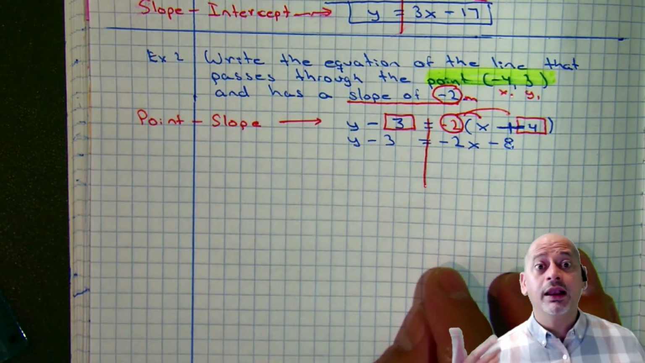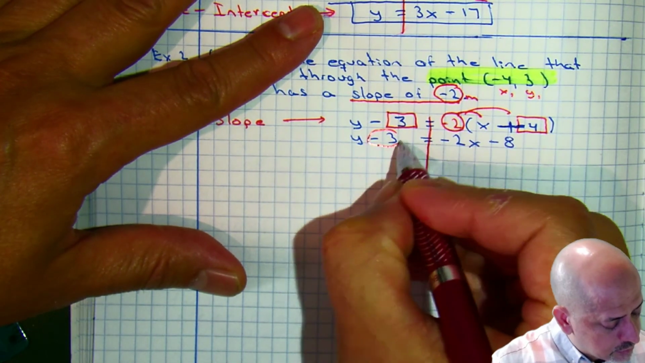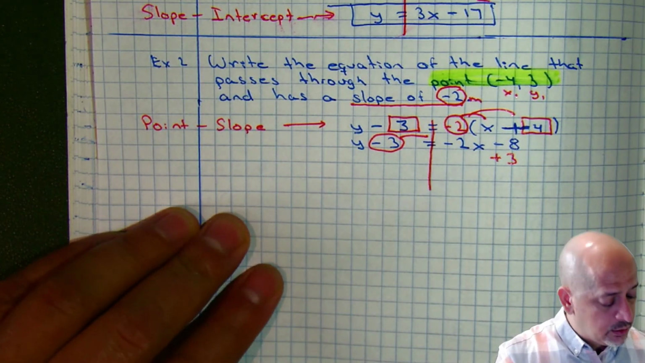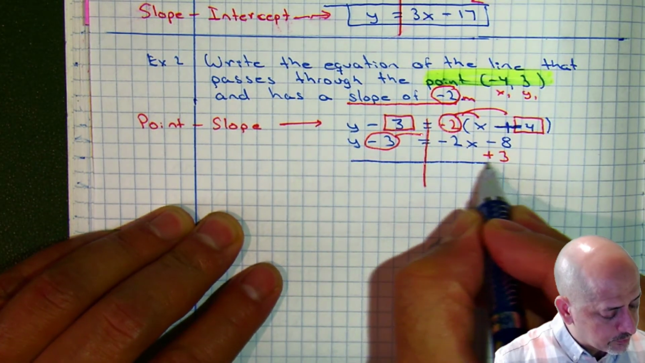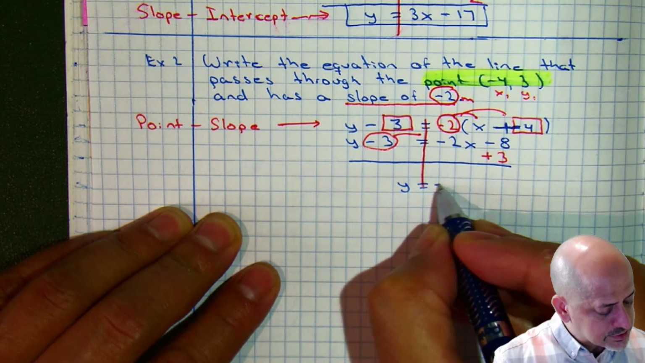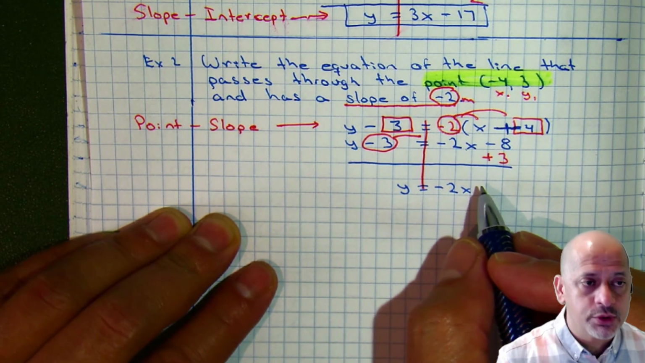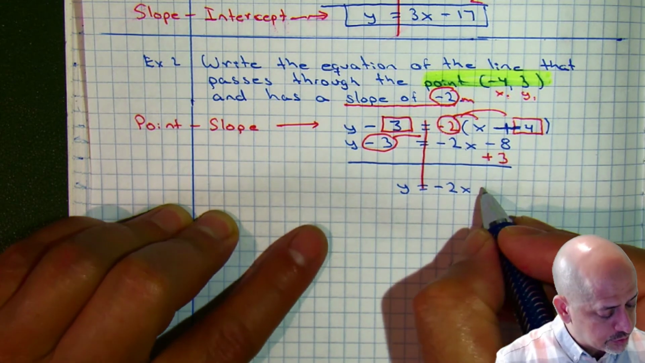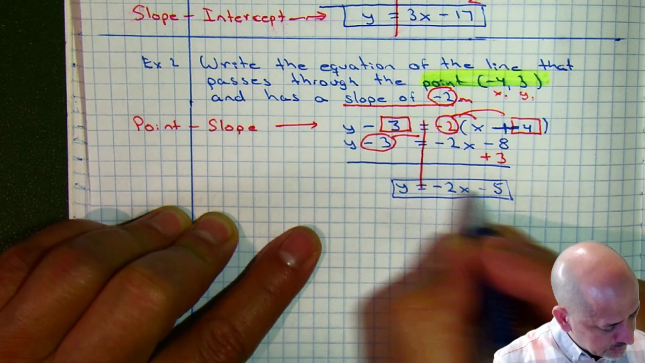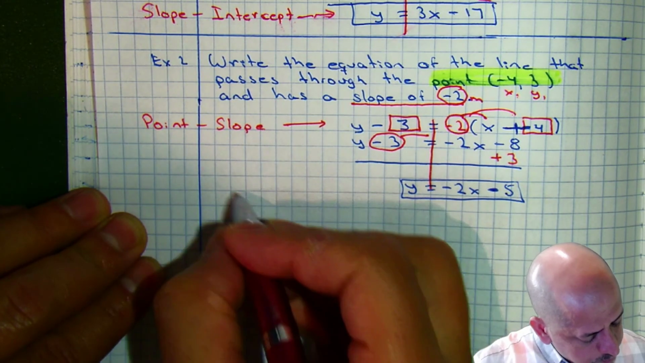And now we just have one last step, which is to move my negative 3 to the right, becomes a positive 3. And notice that I place it right underneath the 8, which is the one that I can add it to. So now we have y equals negative 2x comes down, and that gives me negative 8 plus 3. Different signs, subtract, and keep the sign of the bigger number. So negative 5. And this is in slope intercept form.